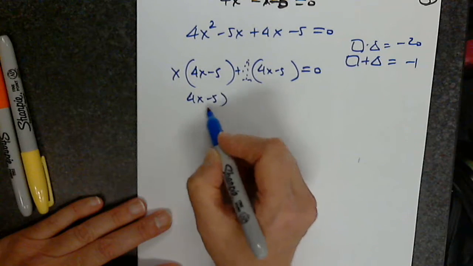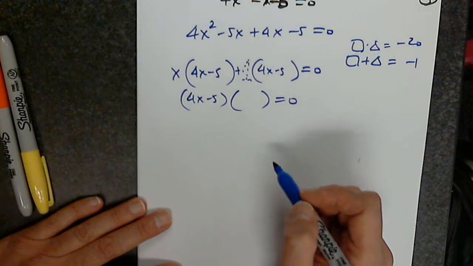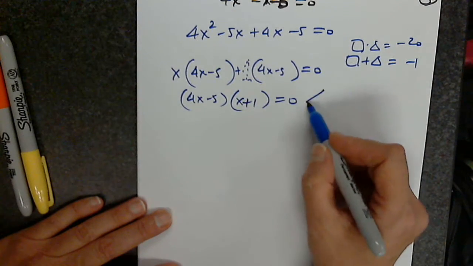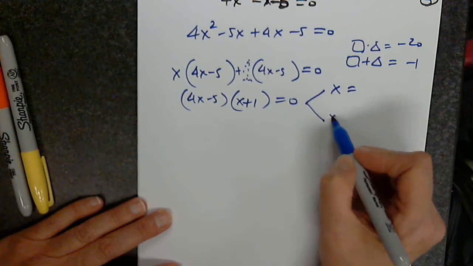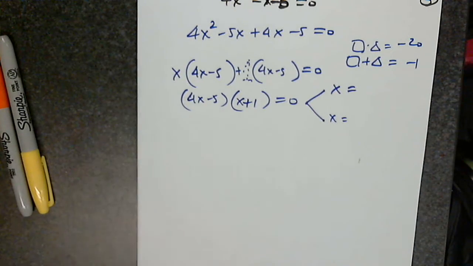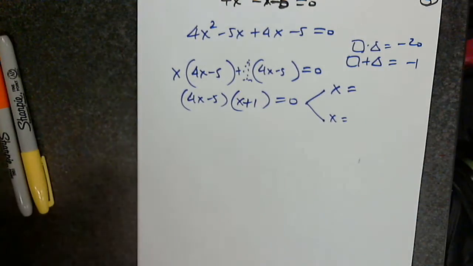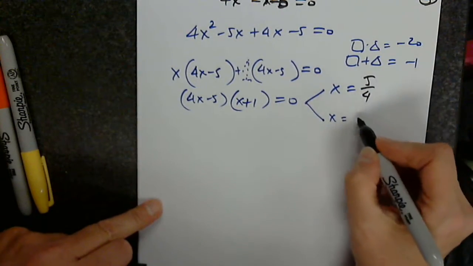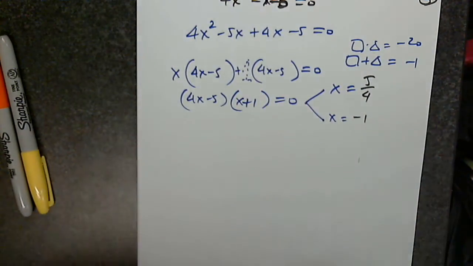Very good. And what is left in parentheses? X plus 1. Very good. So as expected, we have two solutions, two options. And what are they? 5/4, very good. 5/4 and negative 1. Not so fast.